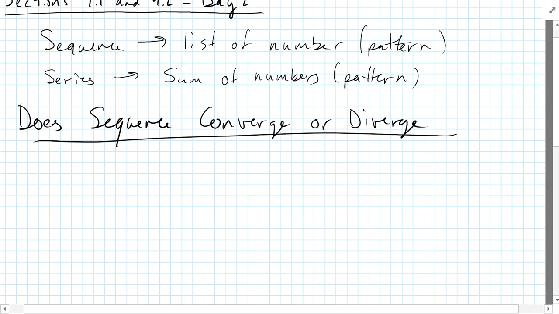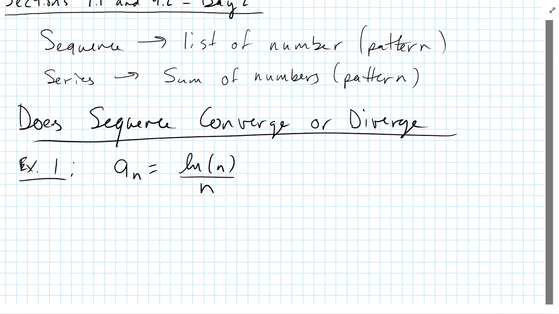Well, let's look at an example. This is our first example. If we have some sequence where the nth term is the natural log of n over n, and we want to know, does it converge or diverge? Well, if it converges, it means that the nth term, when I go to infinity, is a number and not just infinity or negative infinity.